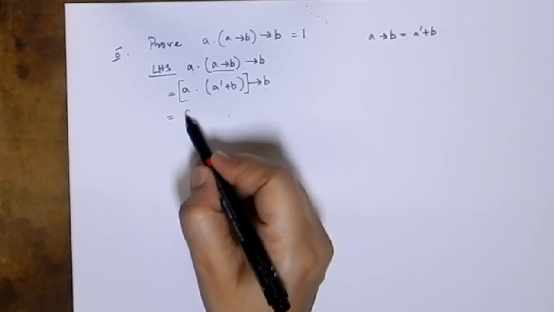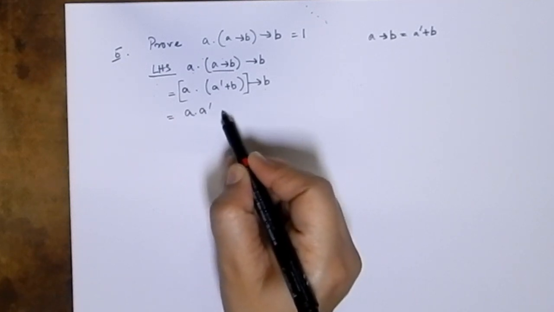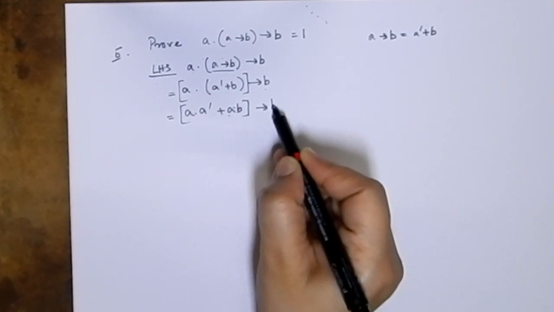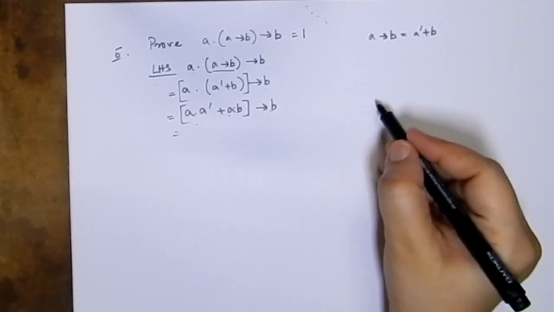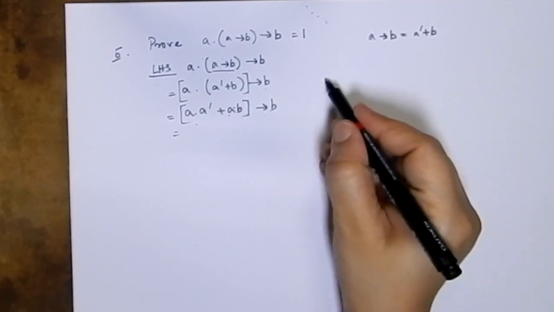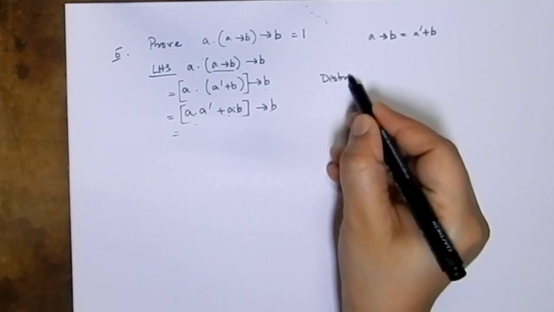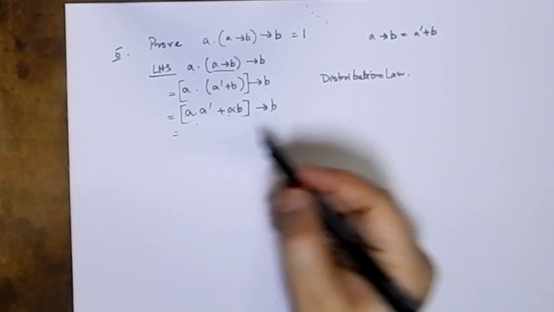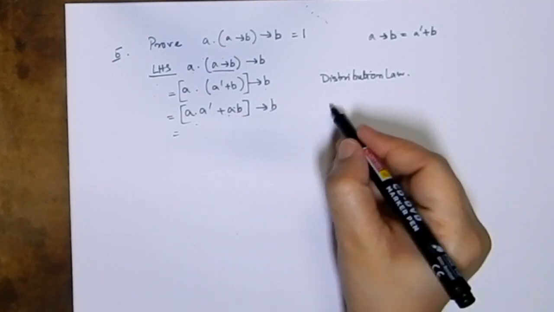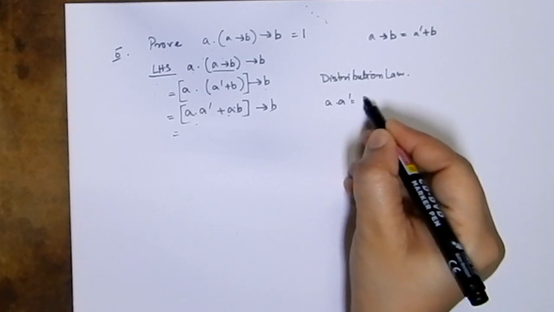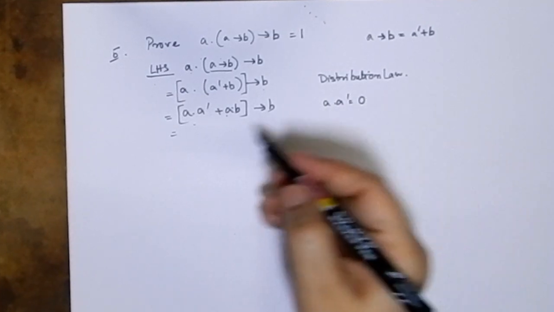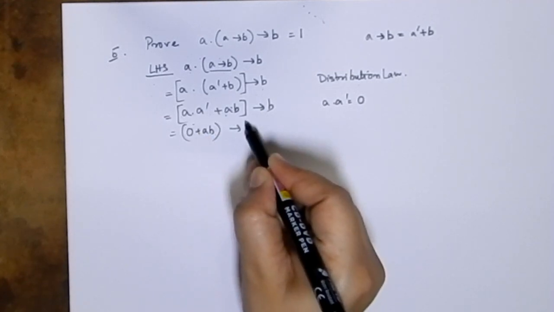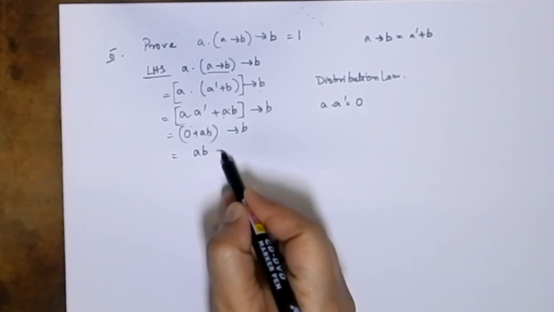So if I use the distribution law over here, A dot A dashed plus AB implying B. Here I have used the distribution law, and here I'm using the property of the complement, that A dot A dashed is equal to 0. So this is 0 plus AB implying B, which is AB implying B.